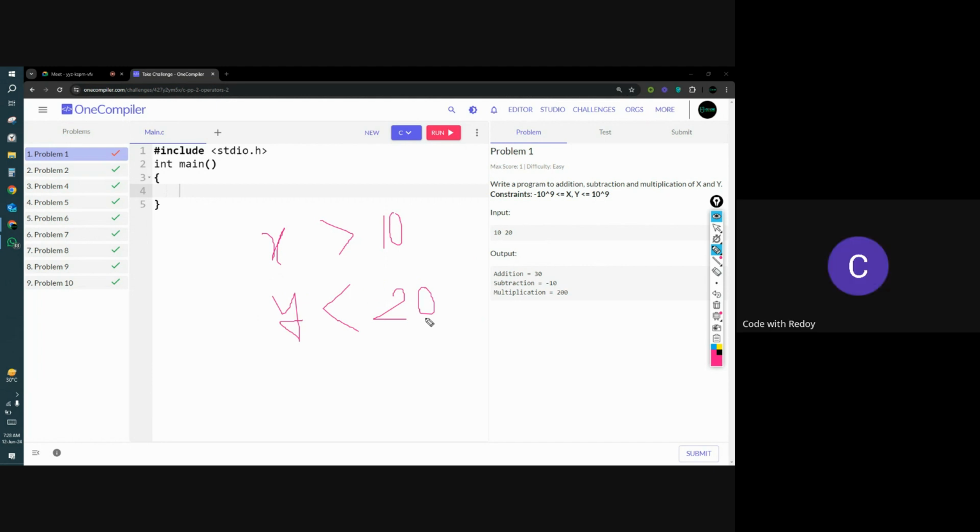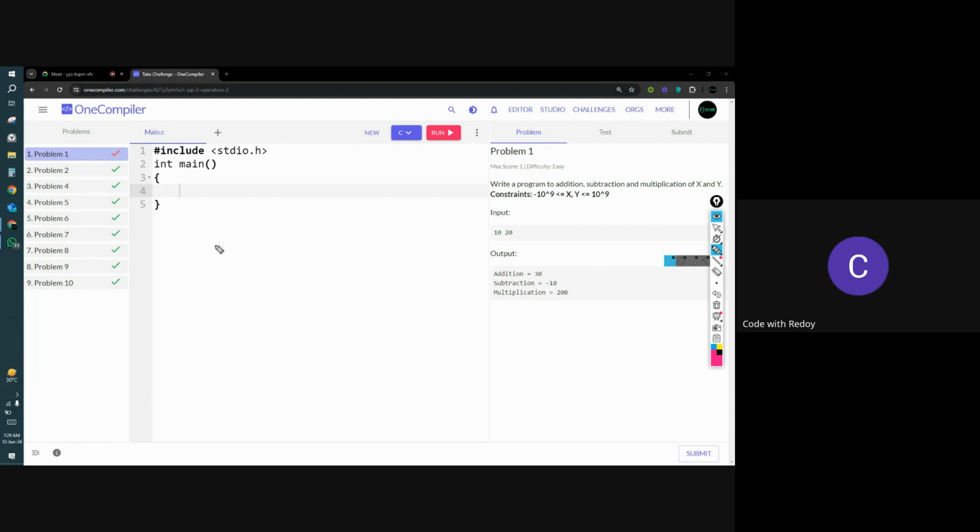Now, if I take a value from the user, that value must be between 10 and 20. That means you have to take a value that is between 10 and 20, greater than 10 and less than 20. So how can we write this condition?